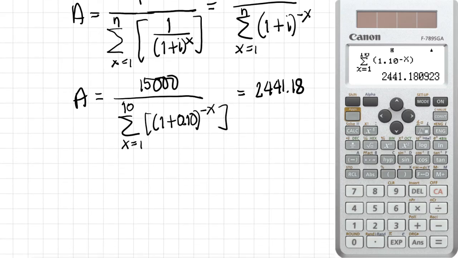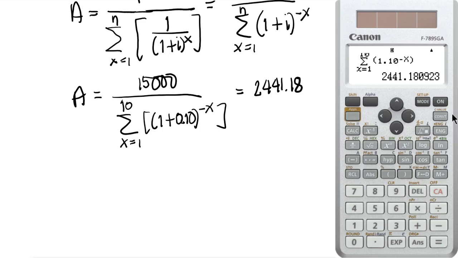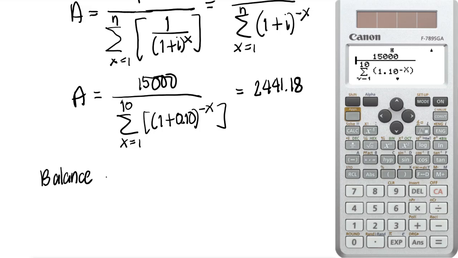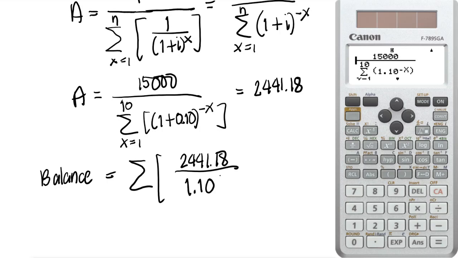So if yung balance na naman yung i-calculate natin, bale, pwede natin gamitin yung sigma notation, no? At the end of 2 years, that is summation of A, 2,441.18 divided by 1 plus I. So I'm gonna make it 1.10 na lang, no? Raised to the power of x, and of course, yung x dito starts at 1 and ends at 8.